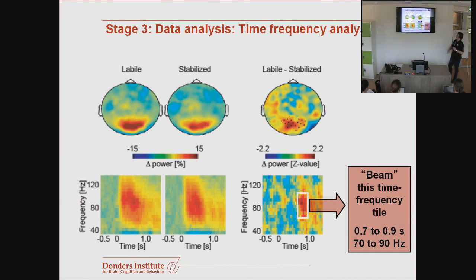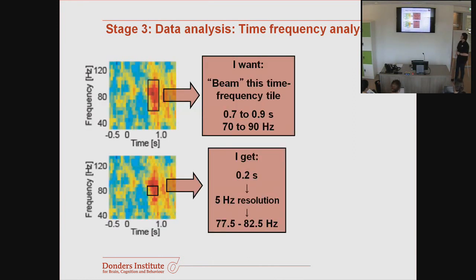So you're interested now in a window of 200 milliseconds, 0.7 to 0.9, and a frequency space of 70 to 90 Hertz. That's all good, but you learned this morning that it is not going to work, because your window is 200 milliseconds or 0.2 seconds, which gives you a frequency resolution of 5 Hertz. So if you center your time frequency window of interest around 80, this gives you a time frequency tile of 77.5 up to 82.5. So what are you going to do?